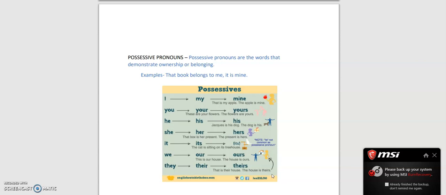Now you must remember, children, possessive pronouns are a little different. You have done nouns also that show possession. In the nouns, we make use of an apostrophe. Do you remember? Before the S. Whereas in possessive pronouns, we only make use of S. We don't make use of the apostrophe. So that is the difference between possessive pronouns and the nouns that show ownership or possession. So you must not confuse between them.